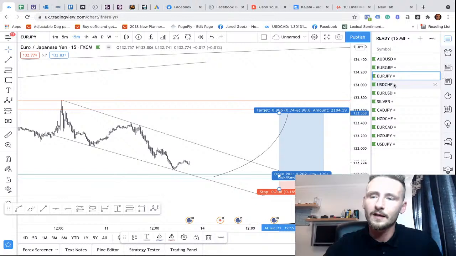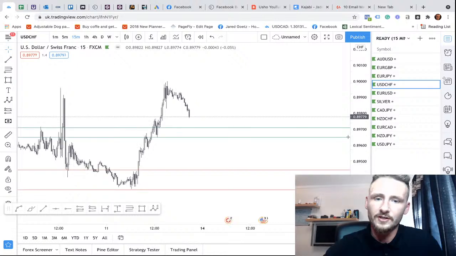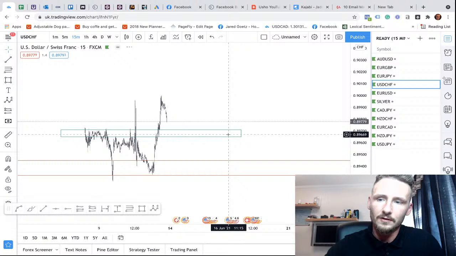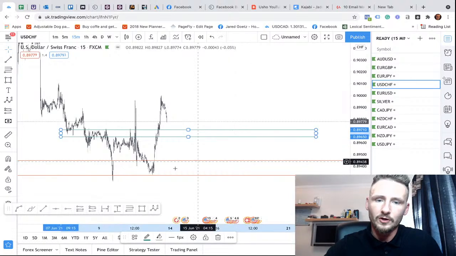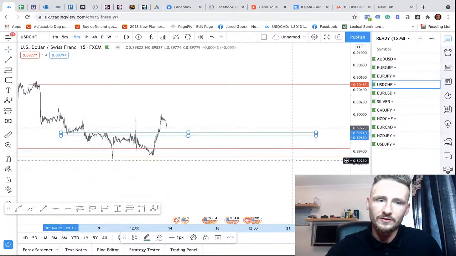Again, another trade that's really just ready to be entered. USD CHF, again, this is just a 15-minute level. Because we've had that break, we know we're going to be coming for that pullback phase, and then we're going to be looking for a continuation. So it's really just simple.